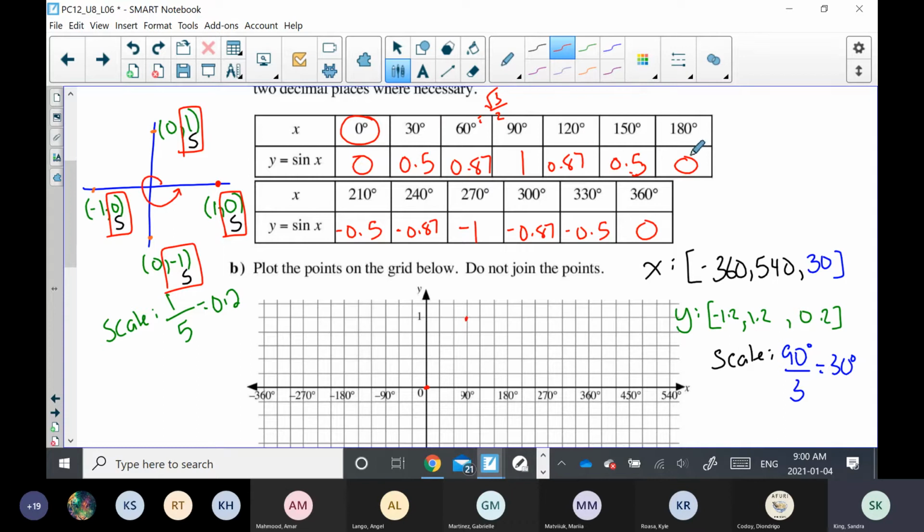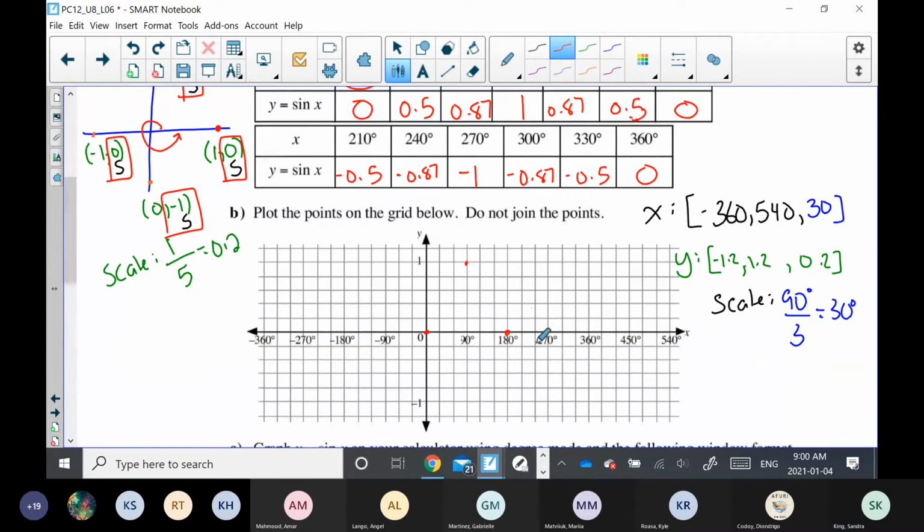I'm going to jump now to 180 degrees, and it's at 0. I'm going to now jump to 270 degrees, and it's -1. So 270 degrees is -1. And then I'm going to go back here and I'm going to put this 0 in. So 360 degrees, when y is 0, this would be 360. So at 360 degrees, my y value is 0, okay?